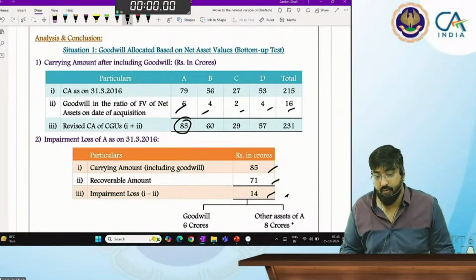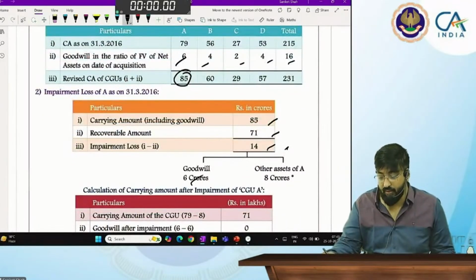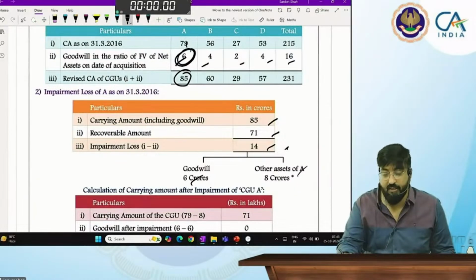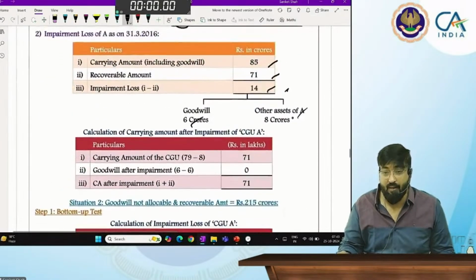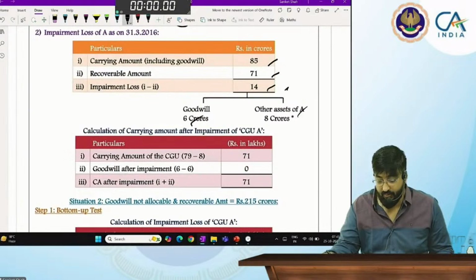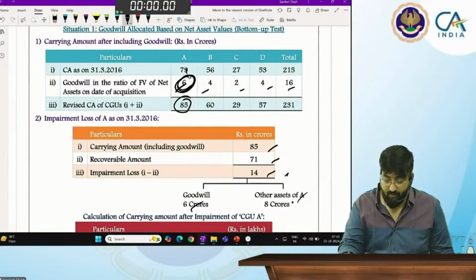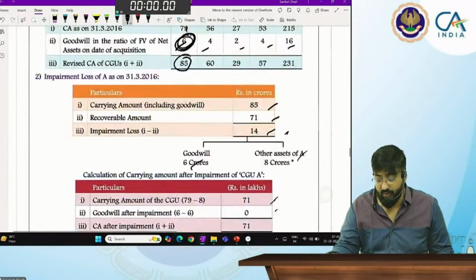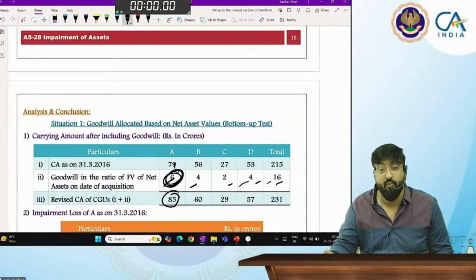Yes, sir. And goodwill will be minus 6 crores for that CGU and for other assets 8 crores. Now you got this concept. Yes, sir. So what is the carrying amount of A? 71. Correct? And goodwill is 0 for that. 79 minus 8, goodwill is 6 minus 6, goodwill is 0. Goodwill was 6 earlier, right? So 6 becomes 0 and 79 minus 8 becomes 71. Other goodwill will continue at 4.